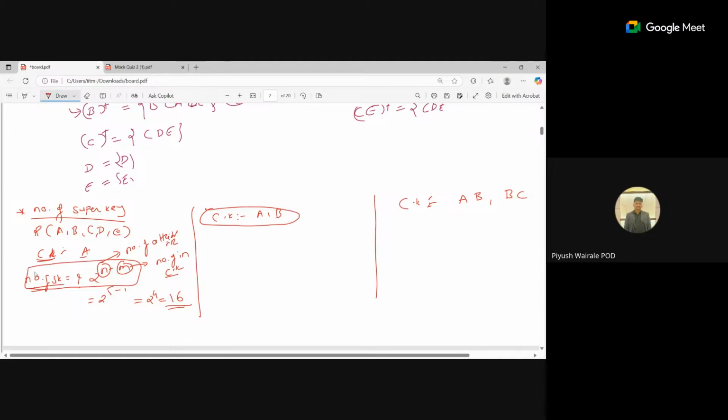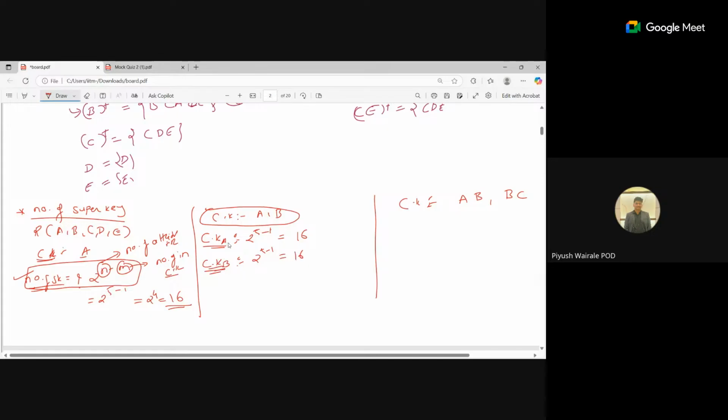So using one key, how many super keys can we get? Here we have two keys, right? Using A, how many super keys are we getting? 2 to the power 5 minus 1, since we just have one attribute, that is basically 16. Number of super keys using B, how many are we getting? Same number, that is 16, right?